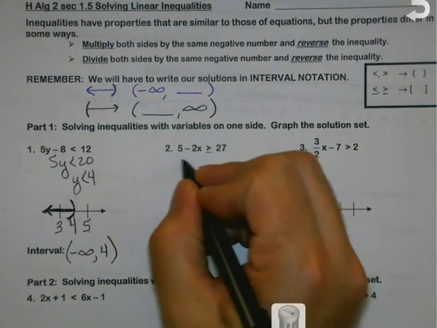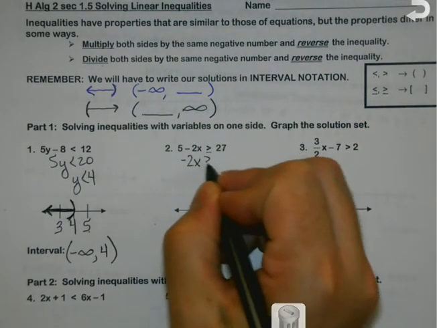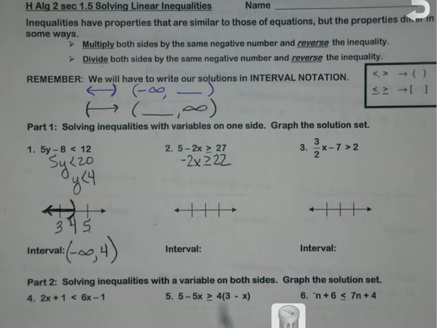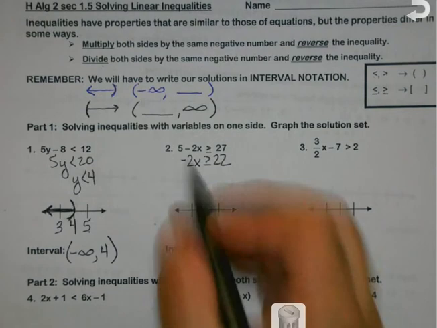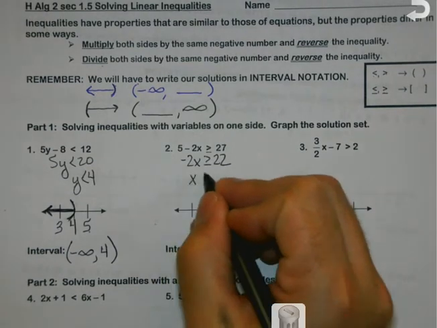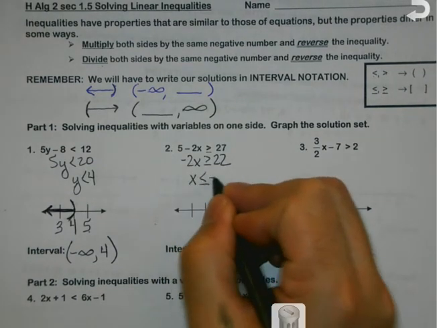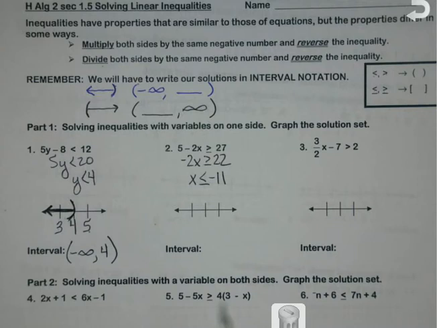Here I'm going to minus my 5 over. And then divide by negative 2, but remember what we mentioned up above. If I multiply or divide both sides by a negative, which I'm doing here, I have to reverse or flip the inequality arrow. If I forget, I'll get exactly the wrong answer. I'll get the wrong half.